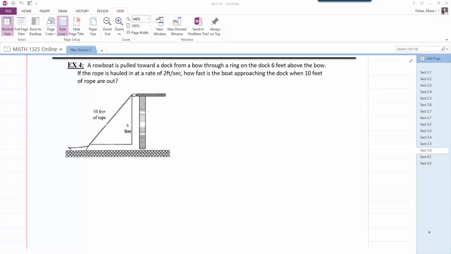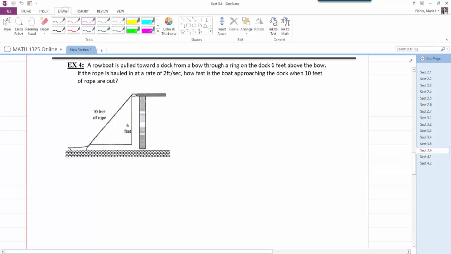Example 4 says, a rowboat is pulled toward a dock from a bow through a ring on the dock 6 feet above the bow. If the rope is hauled in at a rate of 2 feet per second, how fast is the boat approaching the dock when 10 feet of rope are out? So the first thing was to draw a sketch, but the sketch has been provided for us, so we don't do that.